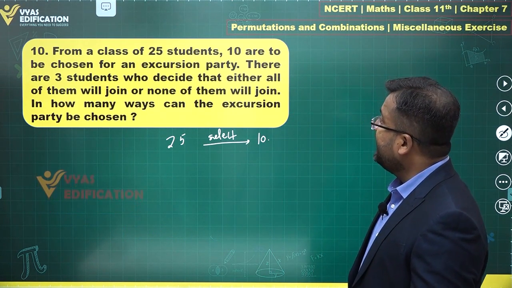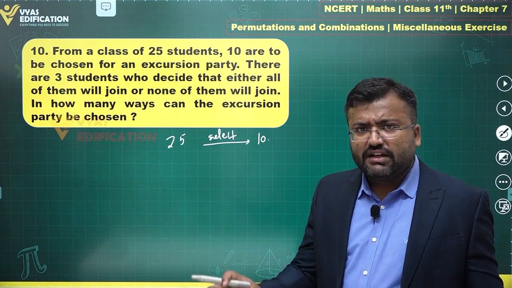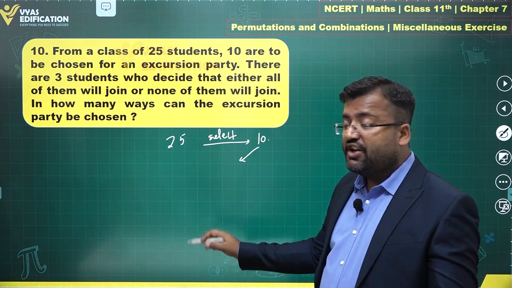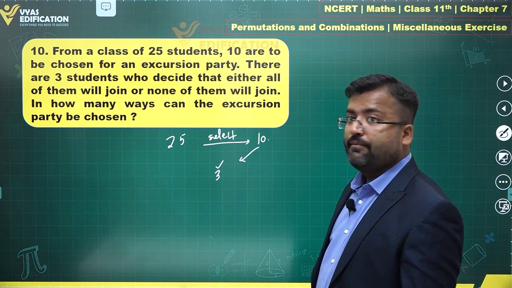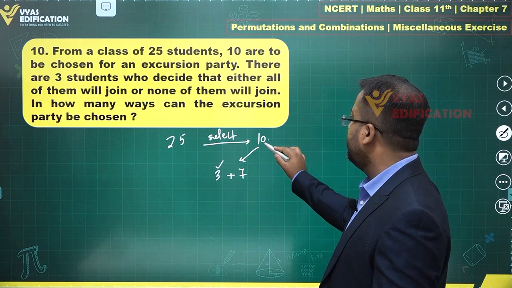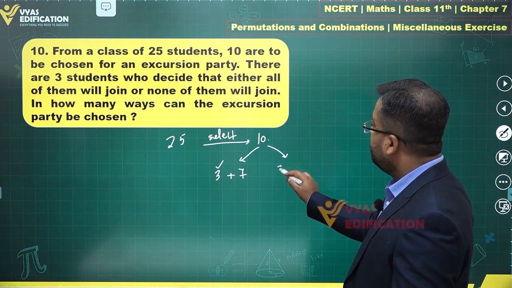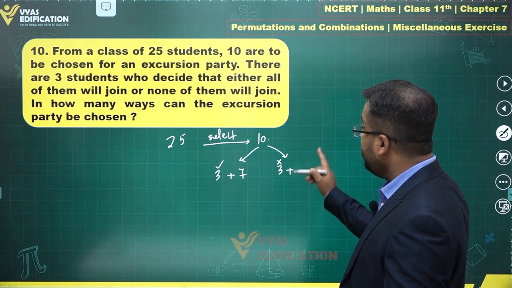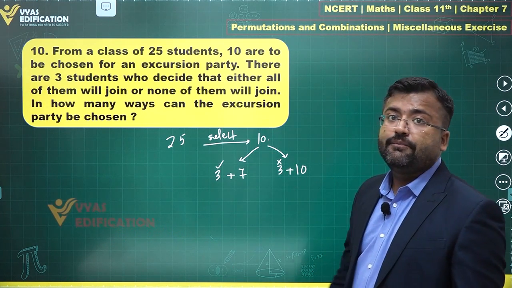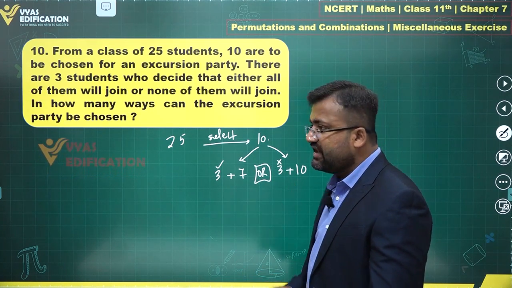3 students who decide that either all of them will join or none of them will join. Let's say there will be 2 separate ways of selecting this party of 10. That is, those 3 are surely selected. 3 are in, and you need an additional 7 out of the remaining 22. Or 3 are out and you need all 10 out of the remaining. So it is either this or this that will happen. This case is separate, this case is separate.